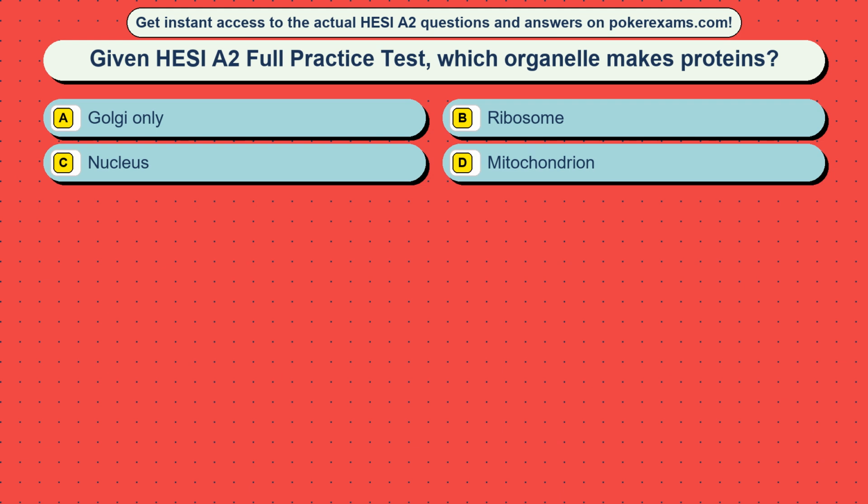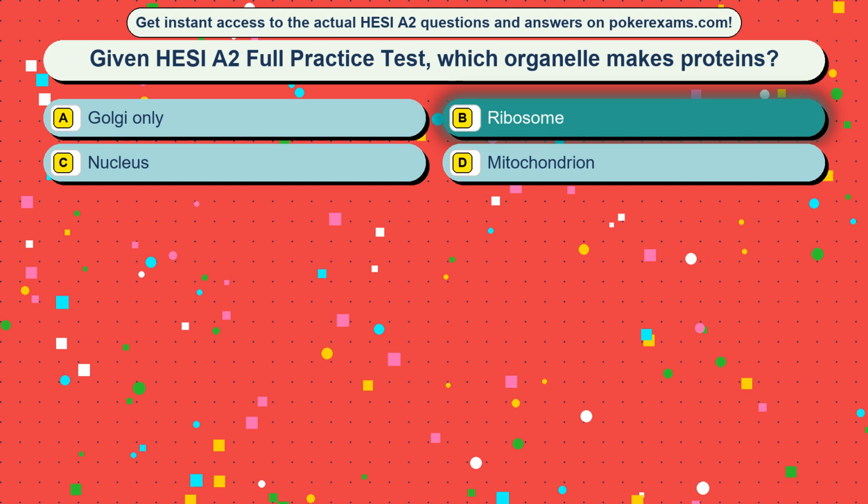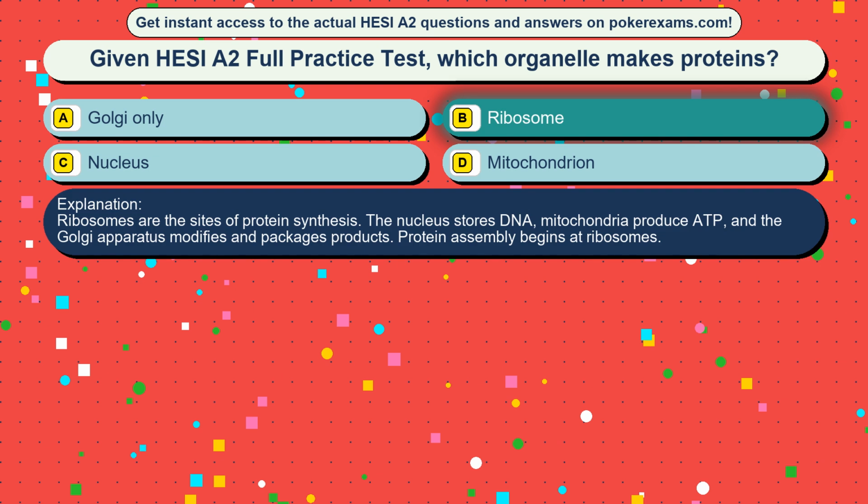Question 8. Given HESI A2 full practice test, which organelle makes proteins? Option A Golgi only, option B ribosome, option C nucleus, option D mitochondrion. The correct answer is option B, ribosome. Ribosomes are the sites of protein synthesis. The nucleus stores DNA, mitochondria produce ATP, and the Golgi apparatus modifies and packages products. Protein assembly begins at ribosomes.